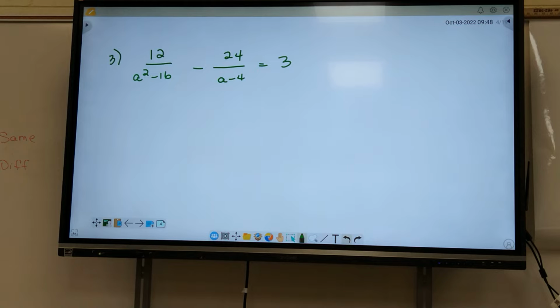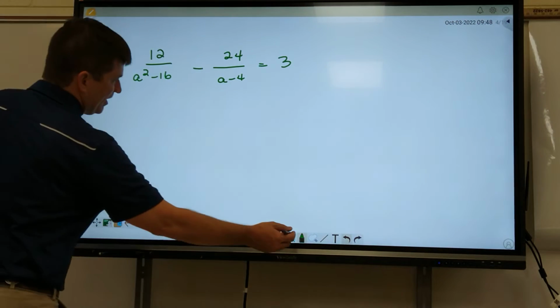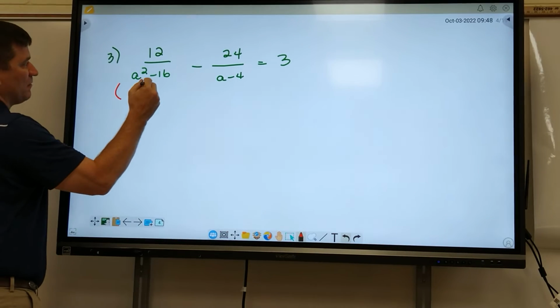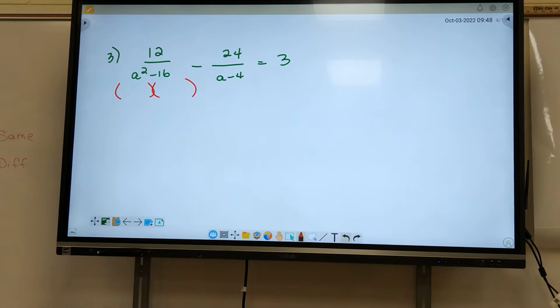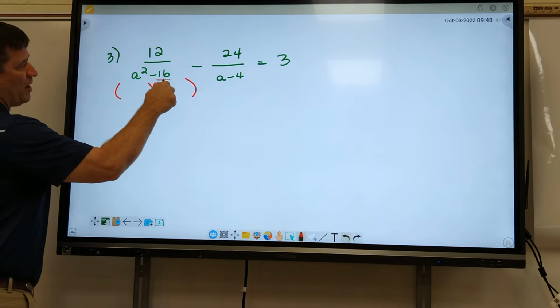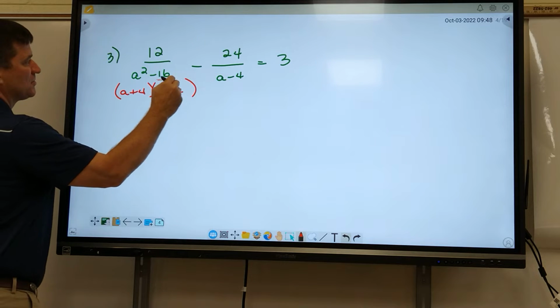What makes number 3 harder than number 1? Somebody look at it, tell me. It's not. I think it is harder. You got to factor that, maybe, but that's about it. Anytime you got a factor, I think it makes it harder. So y'all got to be able to factor this. How does that factor out? A plus 4, A minus 4. Good. Remember, that's a perfect square, so this is the difference of squares. A plus 4, A minus 4.